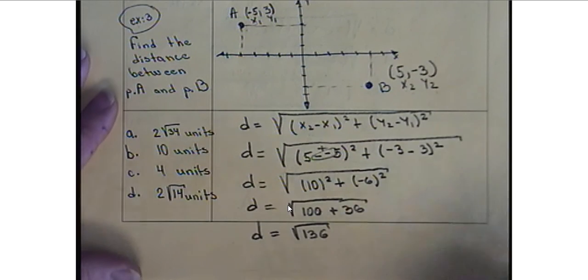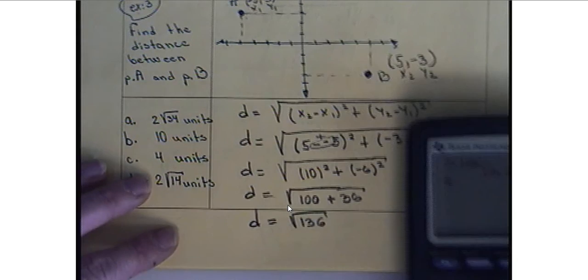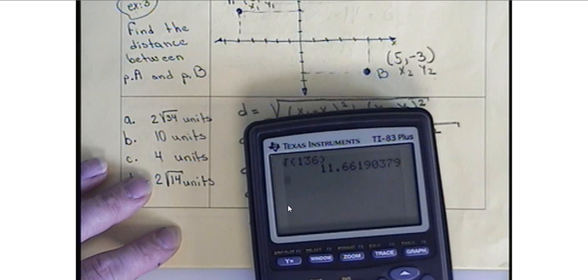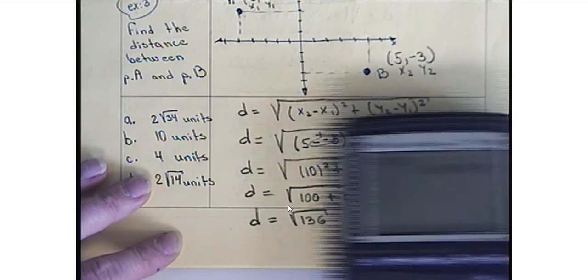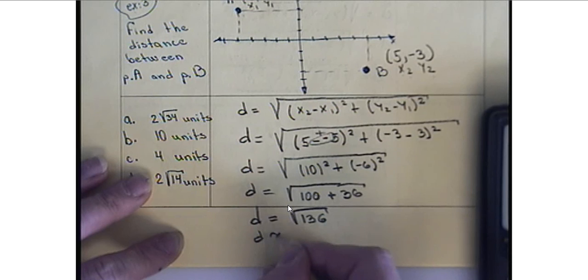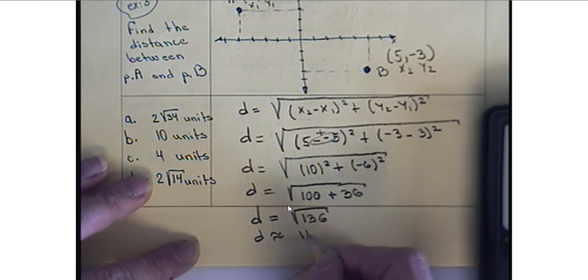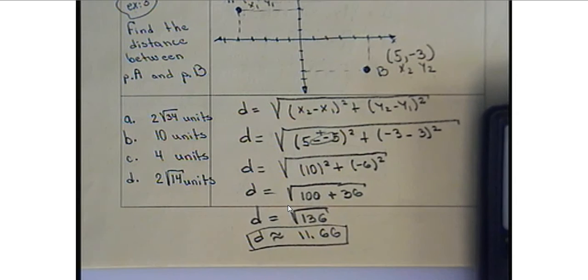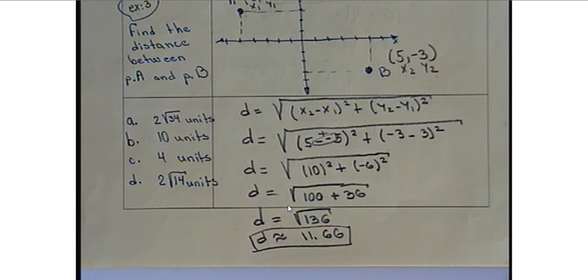Final thing, I'm going to use the calculator to see what is square root of 136. And that will be equal to 11.66. I will just say the distance is approximately 11.66. Final answer. And that will be the end of this mini lesson for you.